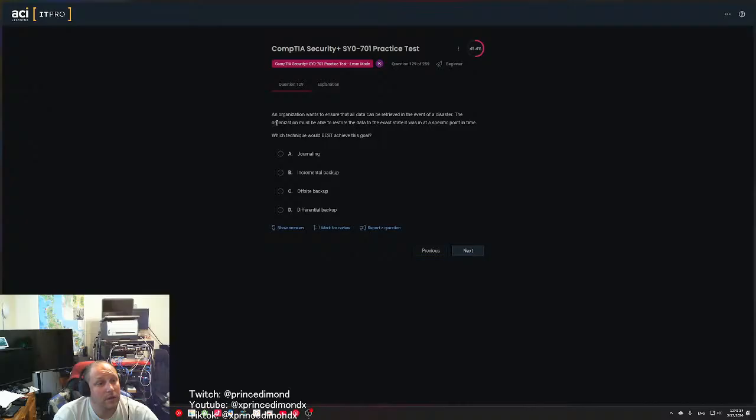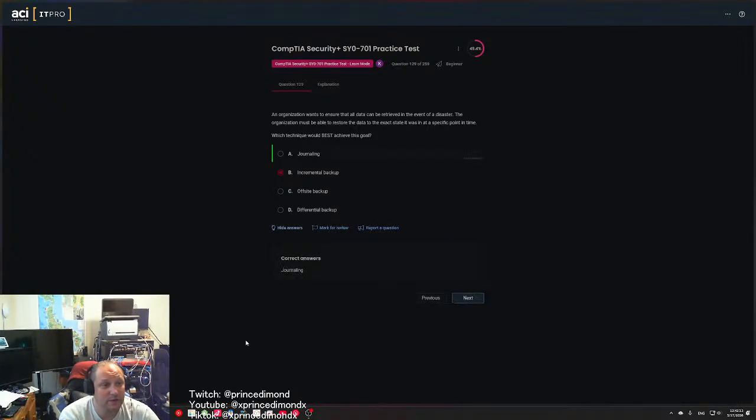Alright. An organization wants to ensure that all data can be retrieved in the event of a disaster. The organization must be able to restore the data to the exact state that it was at a specific point in time. What technique would achieve this goal? So incremental. As backups, you can incrementally go back in time to that specific point and pull that data.